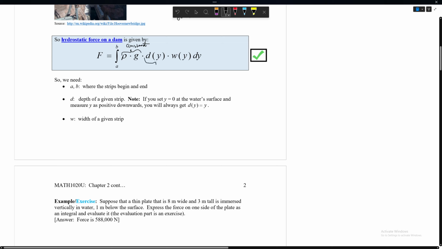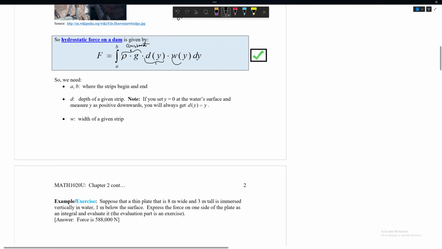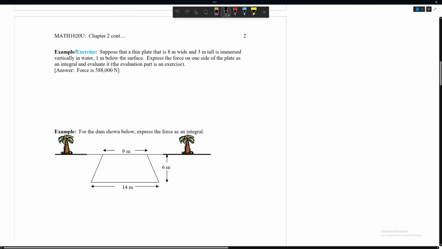What are dy and wy? Your dy is just like your dy dx. That's the term you're integrating in terms of. We're integrating in terms of y, right? And so your wy is the width of the object we're going to be working with, and your dy is just the function, right?